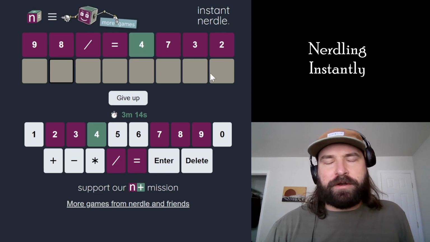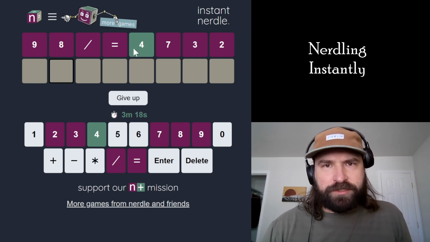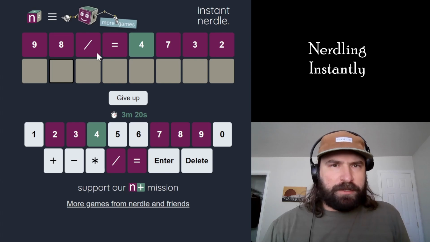All right, let's crush an instant nerdle. I'm going to take my time with this one, try to explain my thought process. So we're trying to unscramble this math equation. This is one of the more difficult versions because we only have division.